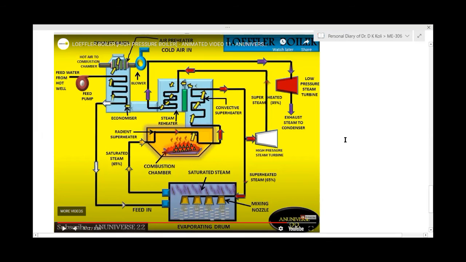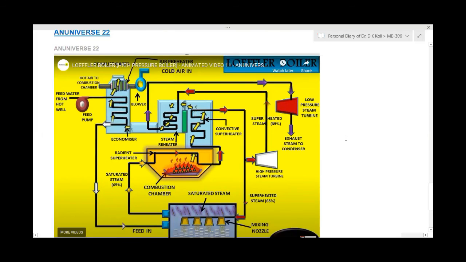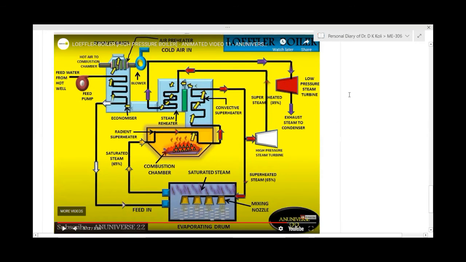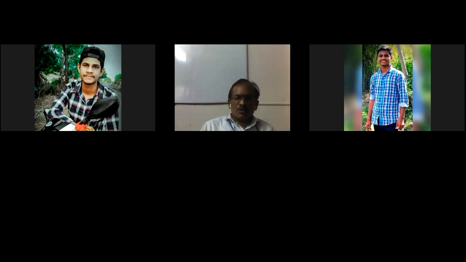So it is the advantage boiler, and in our next class you will study the Bellows boiler. So with this, I am going to end this class. Okay.